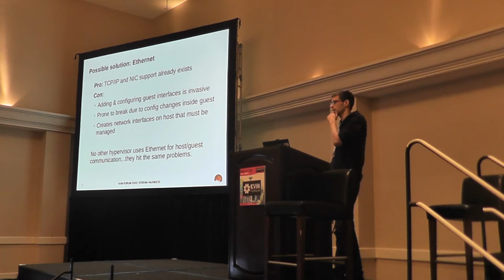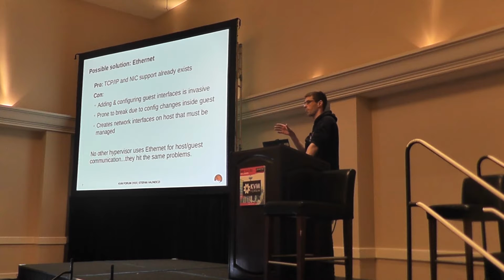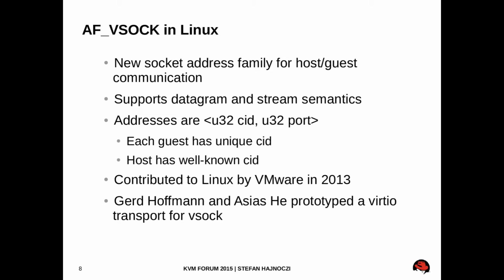And when I was investigating this, I also noticed that none of the other virtualization solutions, Xen, VirtualBox, use a dedicated Ethernet NIC either. And I think it's these same problems that we see here. You could set it up for yourself, but to automate it is hard. So we really want something that's zero configuration, something that's not going to be broken accidentally by the guest.